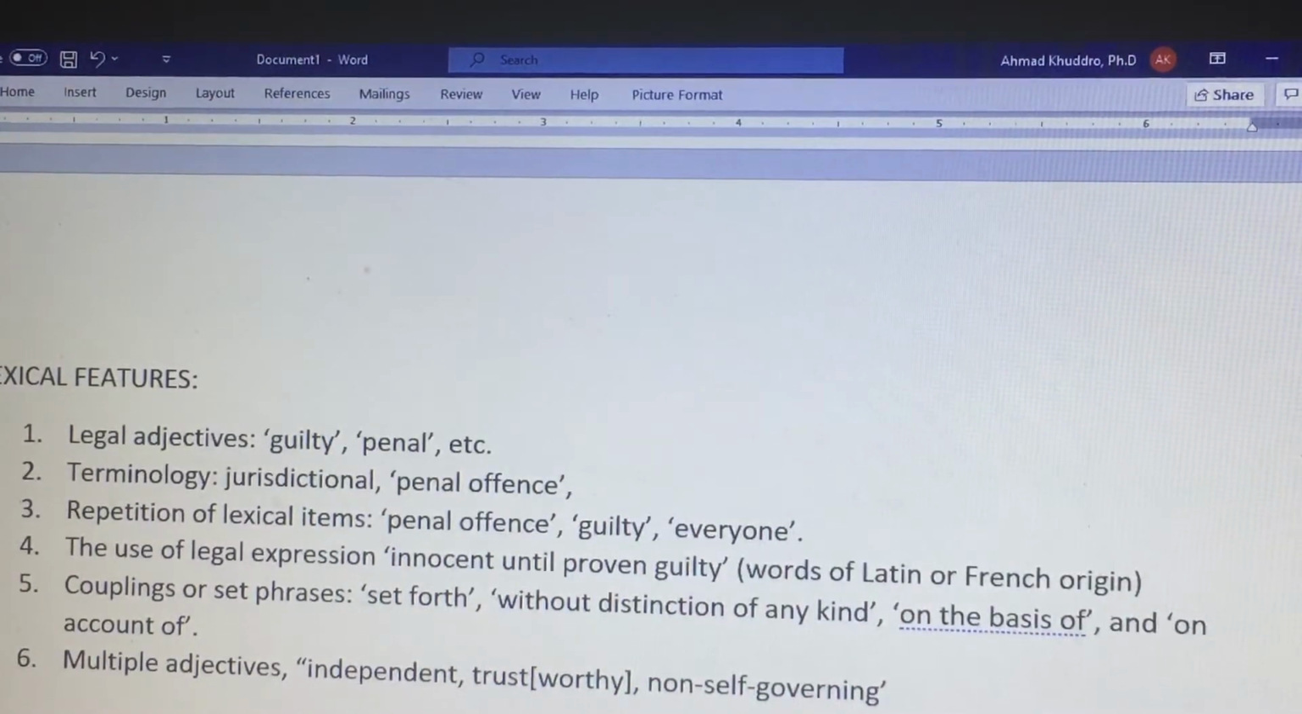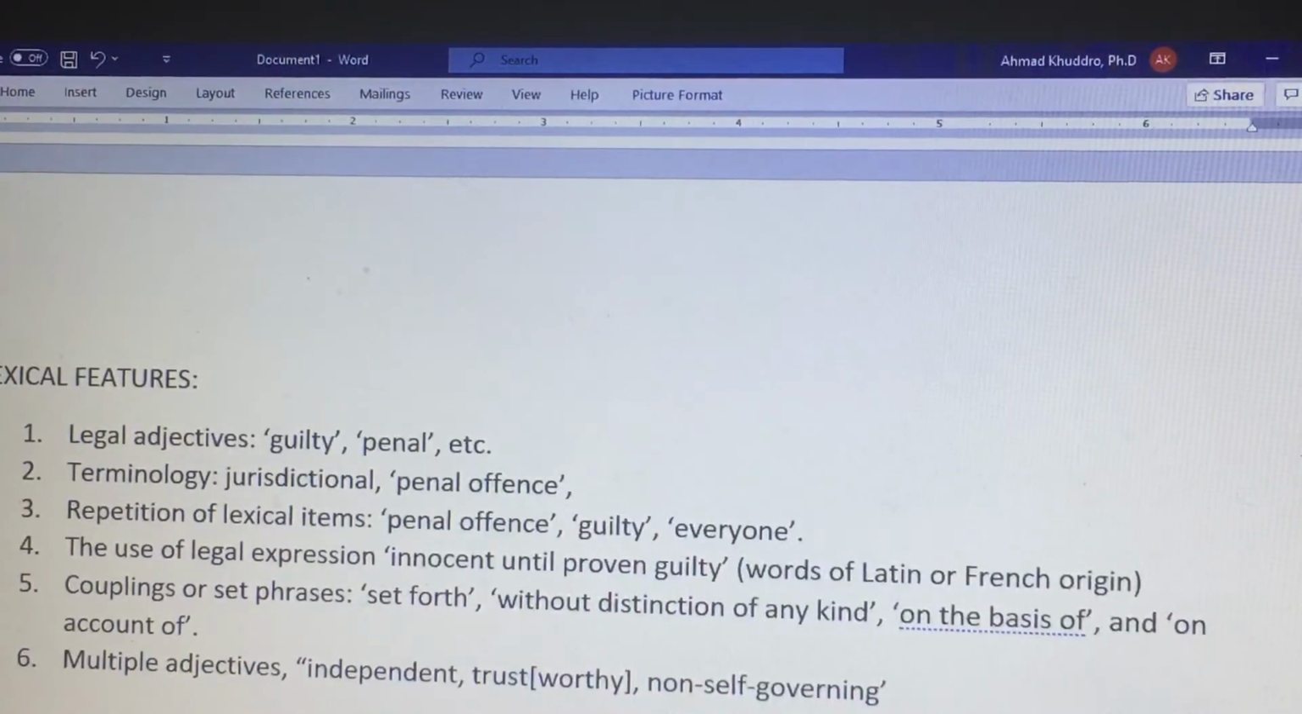episode of legal translation. There are some legal adjectives like the word guilty and penal, and also number 2, terminology, jurisdictional and penal offense. And we can see there is also one of the lexical features of legal language, which is repetition of lexical items like penal offense and guilty and everyone. And that is to avoid any ambiguity in the legal text.